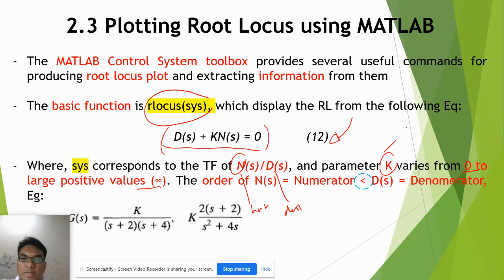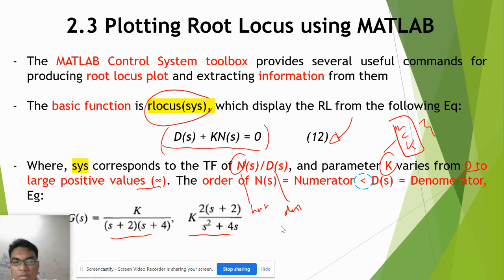The k is not represented by the stiffness only; for a passive system it can also represent mass, damping and stiffness, because this is the parameter that we vary. The big K represents the parameter to be determined, or we call it a gain. By varying the value of the gain you can plot a different root locus. Basically the order of the denominator is bigger than the numerator. This is an example of the transfer function.